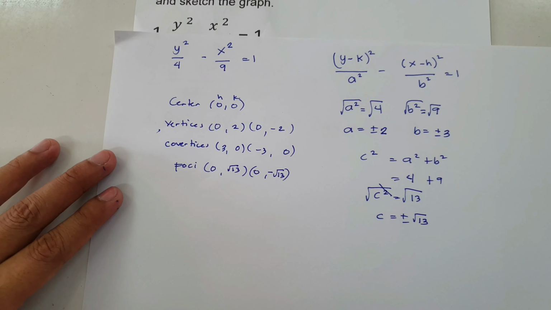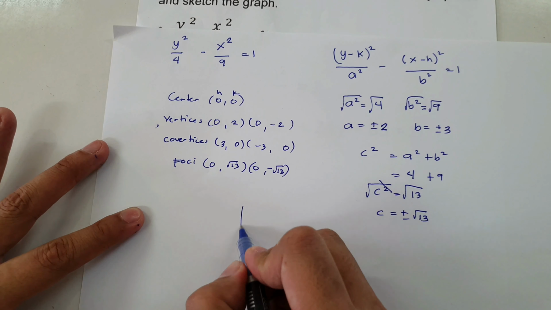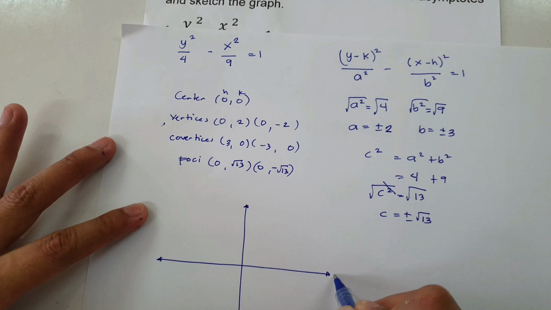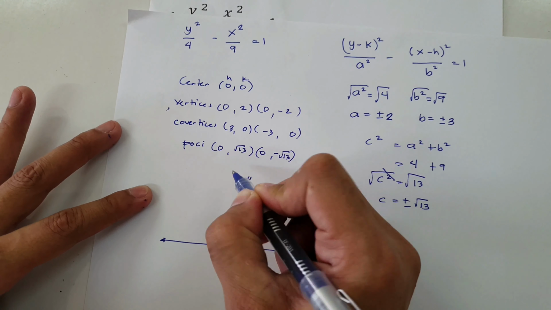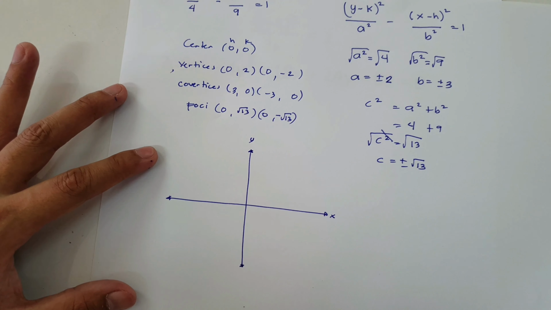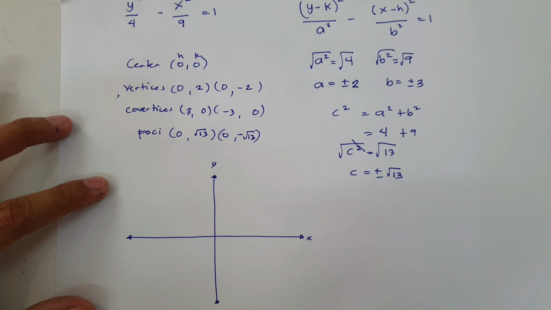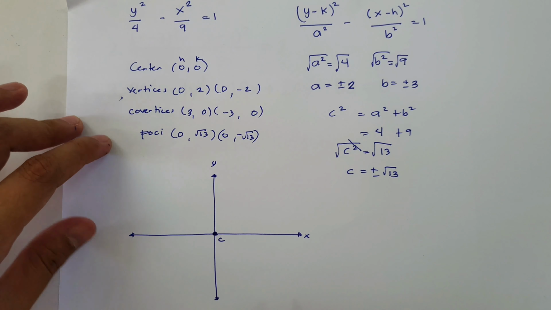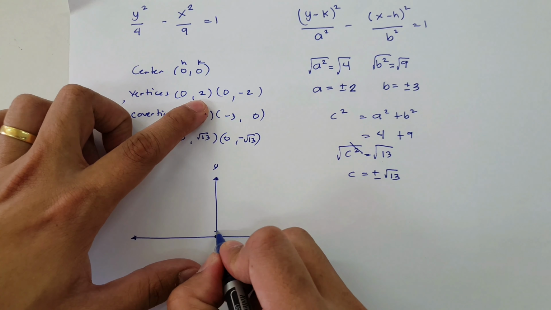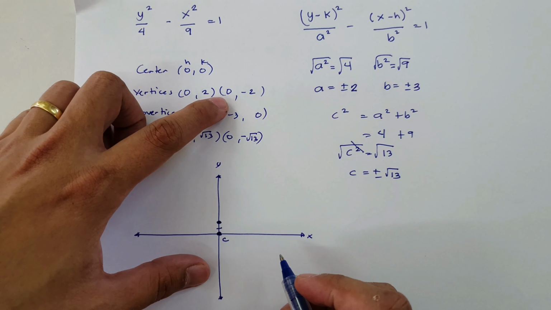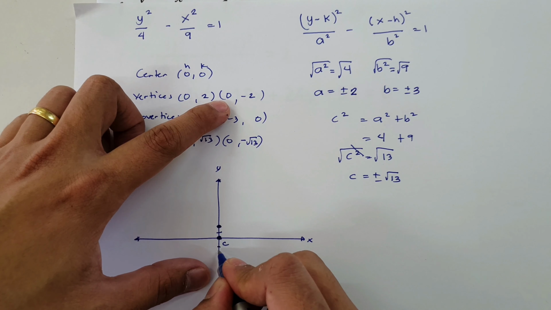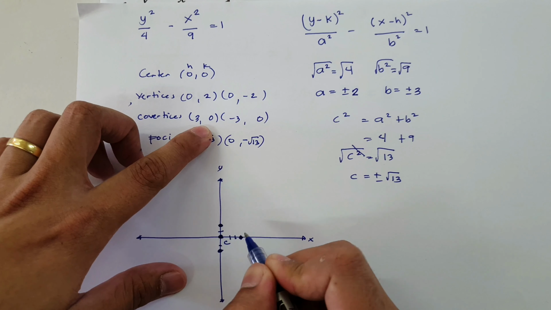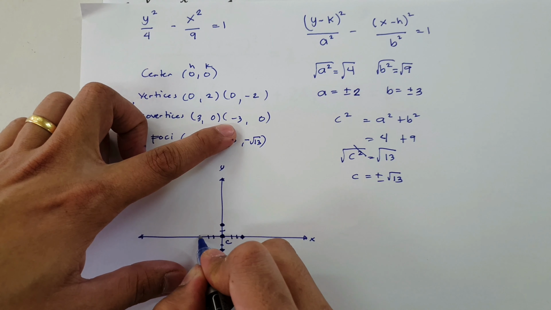Now, let us sketch the graph of our hyperbola. As you can see, we have here the Cartesian coordinate plane. This will be the x-axis, and this will be the y-axis. Now, let us plot the center. We have 0, 0. So this will be our center. Next, we have 0, 2, that is 1, 2. And then 0, negative 2, that is down, 1, 2. And then 3, 0, 1, 2, 3. Negative 3, 0, 1, 2, 3.